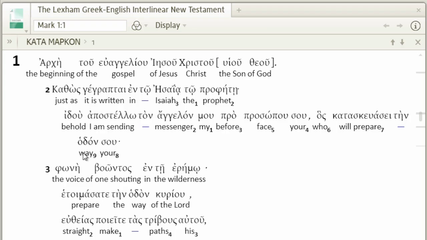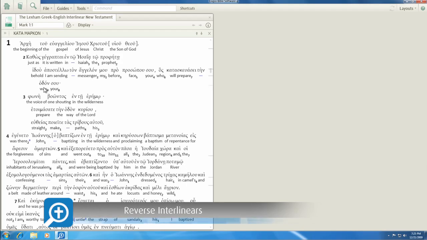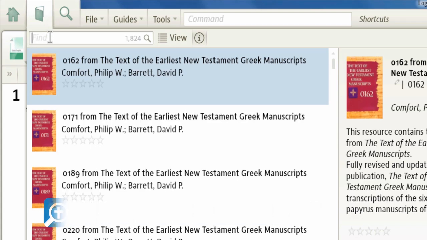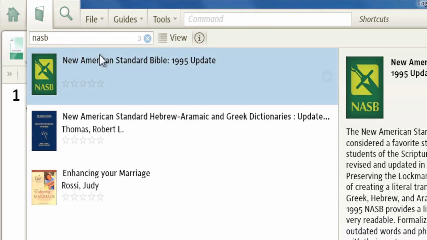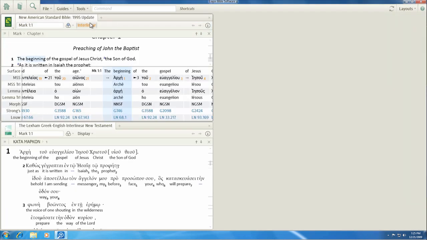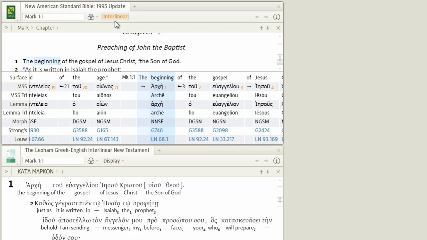Now let's take a look at a reverse interlinear. Let's now open a Bible that has a reverse interlinear pane. Go to Library and type into the Find box the letters NASB for New American Standard Bible. And let's drag this tab on top of this other window. Now if you don't have this reverse interlinear pane displayed, go ahead and click the button up here, Interlinear. You notice that you toggle it on and off with that.